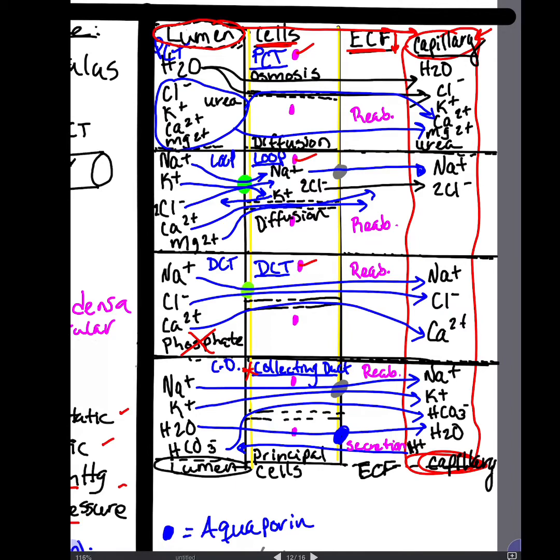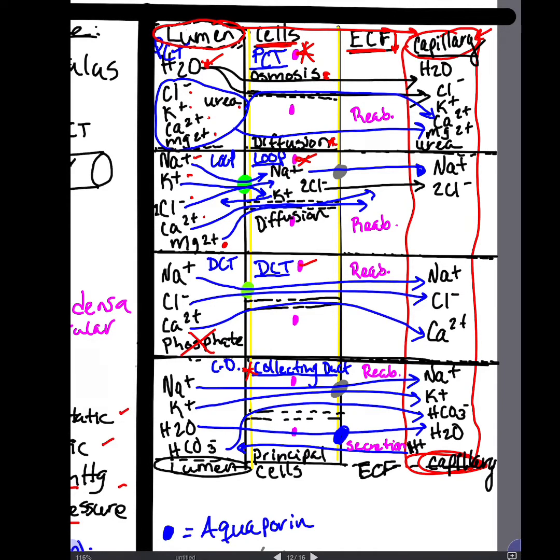So in the proximal convoluted tubule right here, you can observe how we have movement of water and movement of different ions such as chloride, potassium, calcium, and magnesium, as well as urea, either by diffusion or, in the case of water, by osmosis. In the loop, we're going to have, for example, movement of sodium, potassium, chloride, calcium, and magnesium.